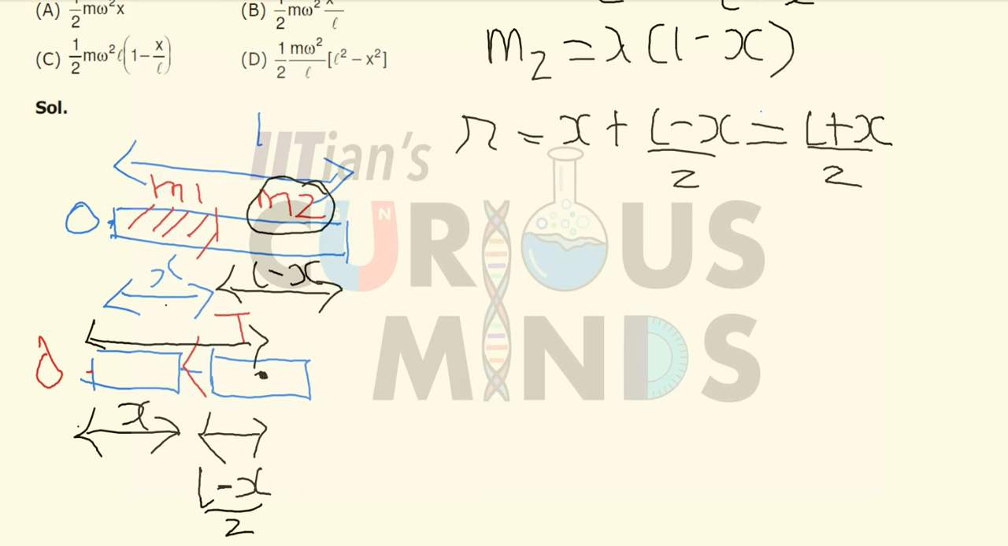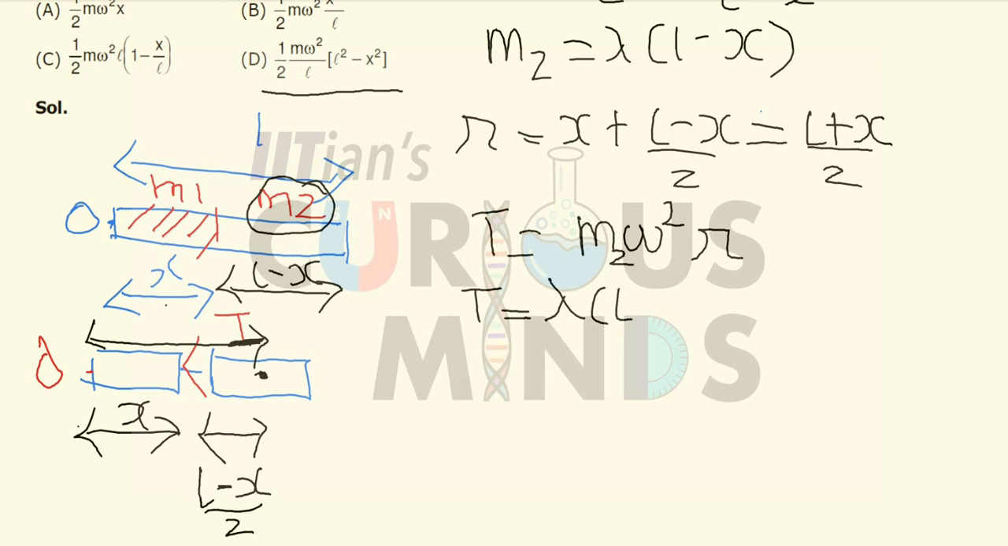Okay. Now here the tension is the only force which is acting in the left hand side direction. So it will be the resultant force which will be equal to m omega square r. Now the final answer is in terms of omega, so I am deriving it in terms of omega. So tension will be equal to m2 omega square r. The mass m2 here was lambda into L minus x, into omega square r. R will be equal to L plus x divided by 2.